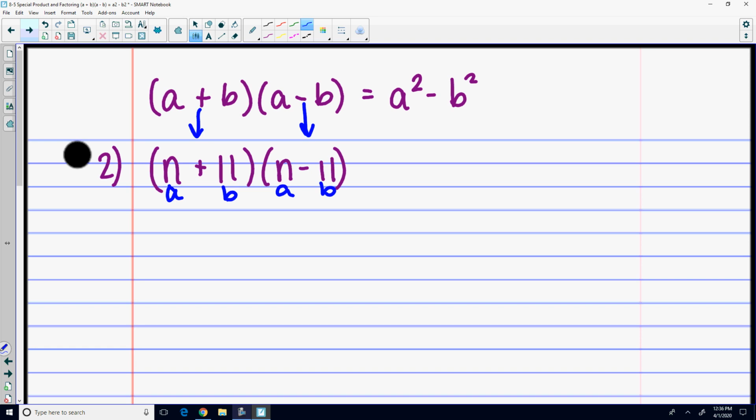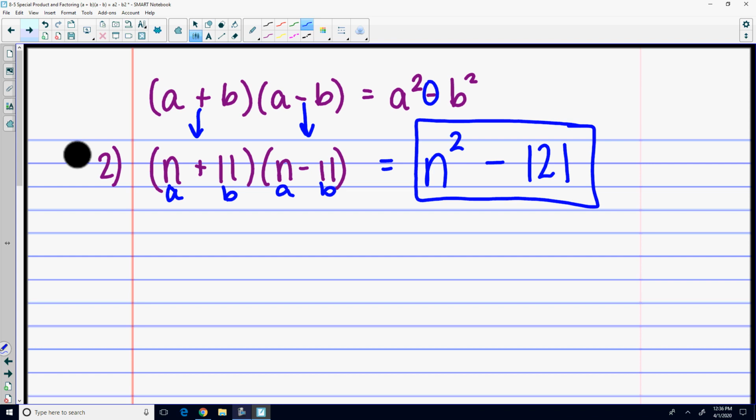All right, so in my A position, I have an n. n squared is n squared. In my B position, I have an 11. 11 squared is 121, and it is always subtraction between them. And if you want some proof, FOIL it.